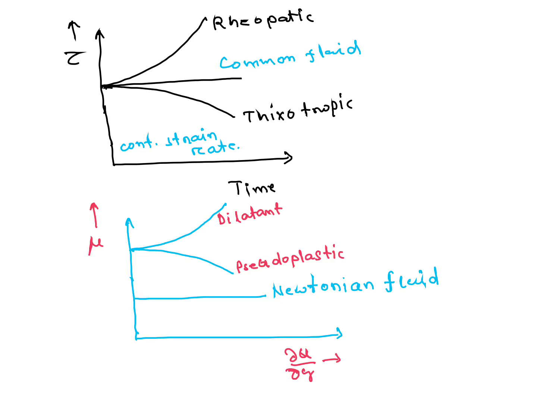And here, viscosity versus velocity gradient. For Newtonian fluid it's constant, for dilatant fluid viscosity increases with velocity gradient, and for pseudoplastic, viscosity decreases with increase in velocity gradient. All three graphs are important for ISRO examination and IAS examination. And for other examinations like SSC JE, the first graph is important.